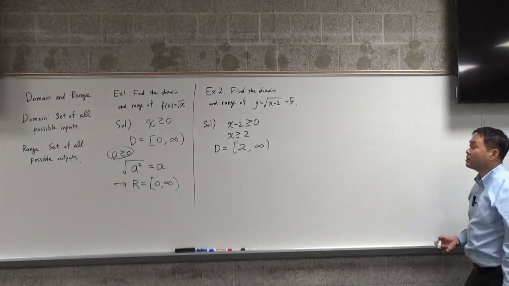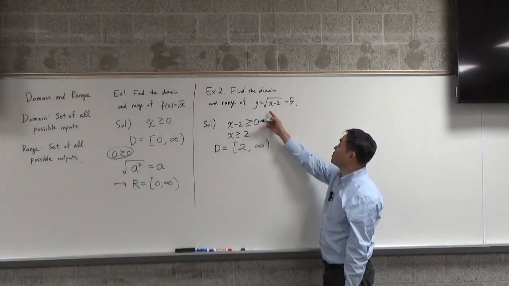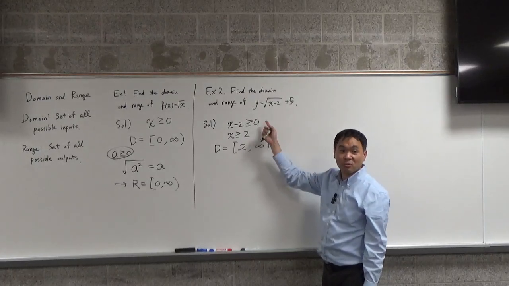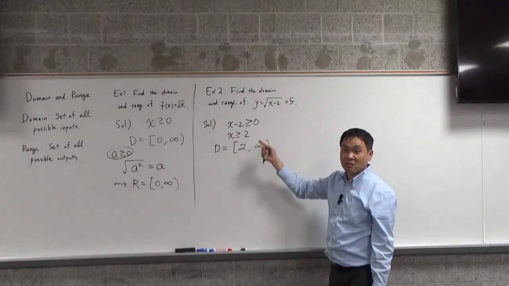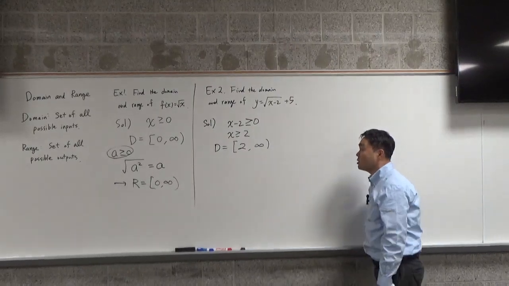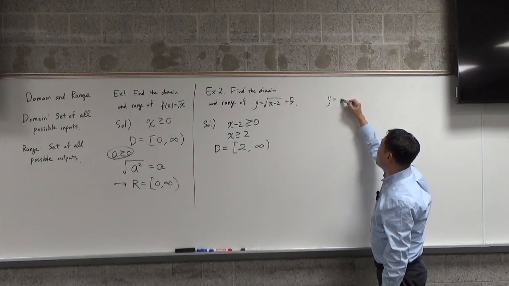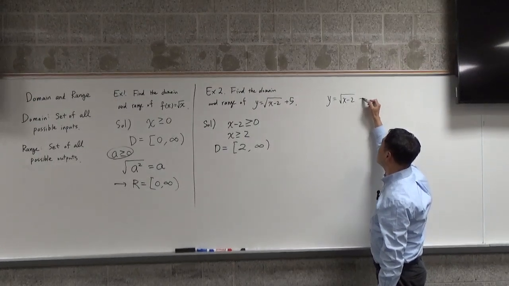But trying to think about the range of this is a bit more challenging, so let's just try to graph this and see what the graph tells us. But to graph it, that means we need to know how to graph y equals the square root of x minus 2 plus 5.